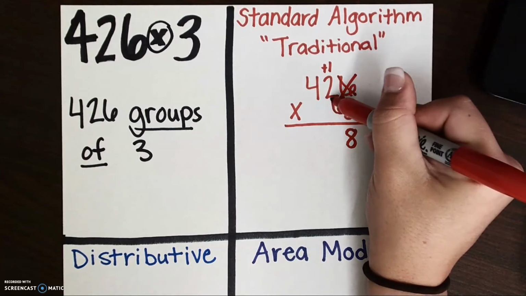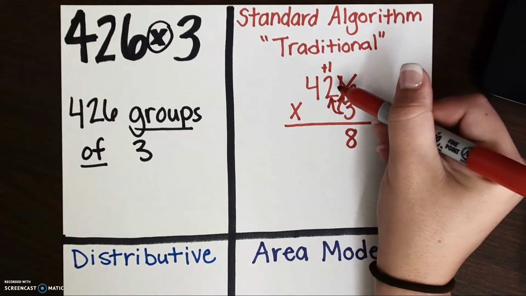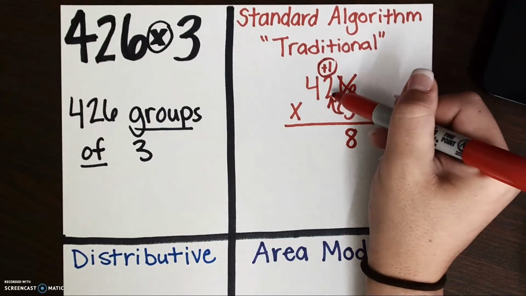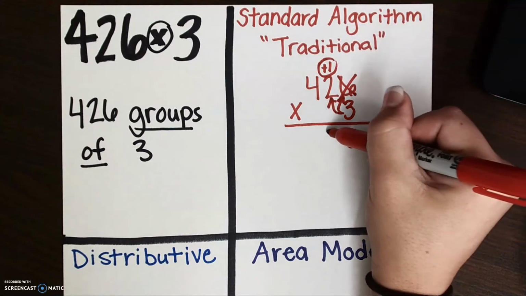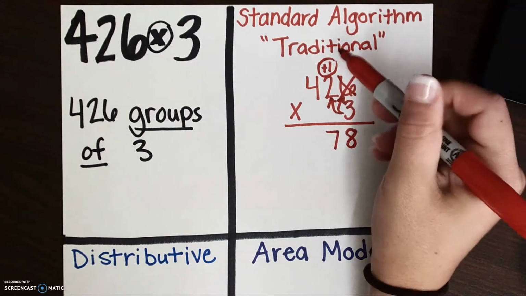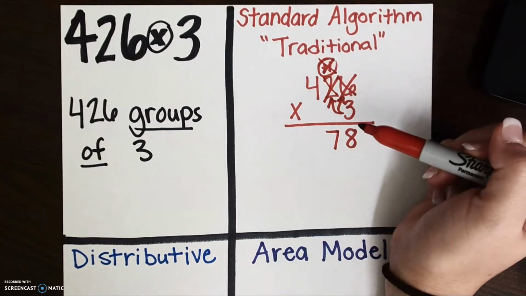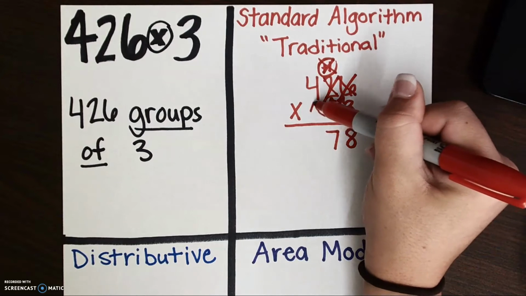Now I want to go to the tens place. 3 times 2 is 6, but we have this plus 1. So 3 times 2 is 6, plus 1 is 7. So I write my 7. I'm finished with this 2. I'm finished with this plus 1. I've used them. So now I'm going to take my 3 to the hundreds place.